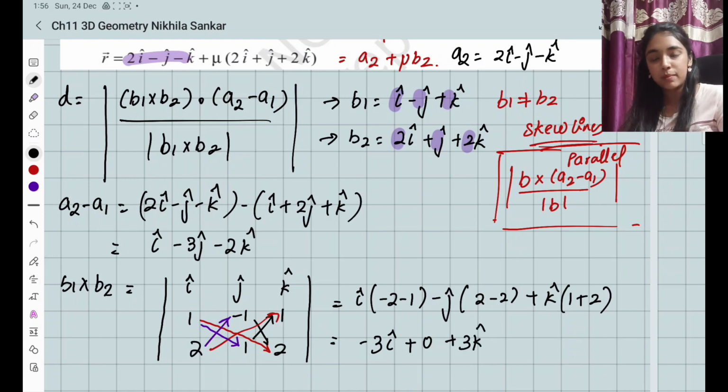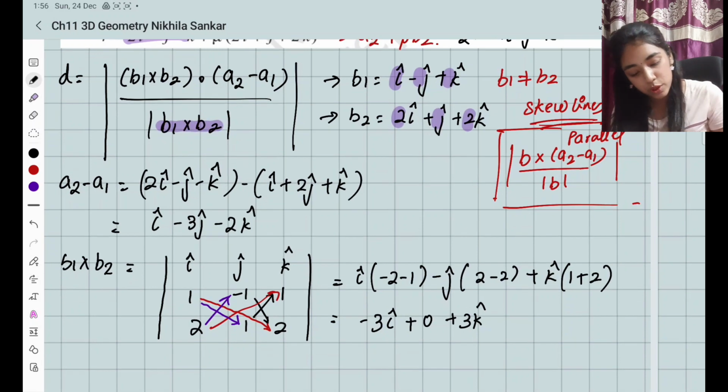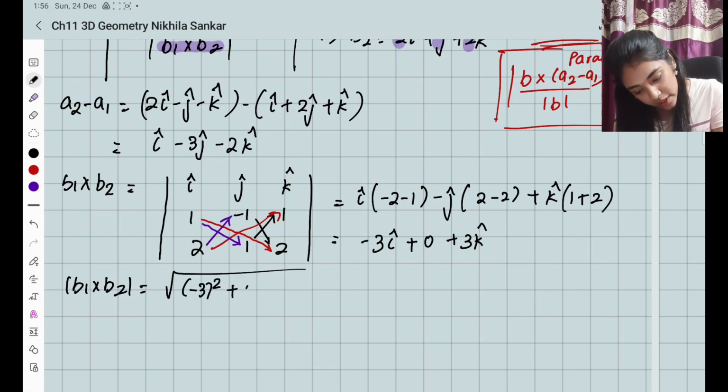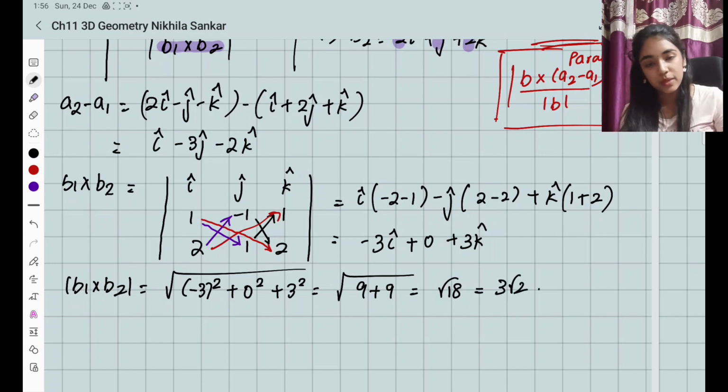So I found out what my B1 cross B2 is. Now for the denominator I need the magnitude of B1 cross B2. So the magnitude of B1 cross B2 equals the square root of minus 3 the whole square plus 0 square plus 3 square. So this is going to be the square root of 9 plus 9, which is root 18. 9 twos are 18, so we can write it as 3 root 2. So this is going to be 3 root 2.